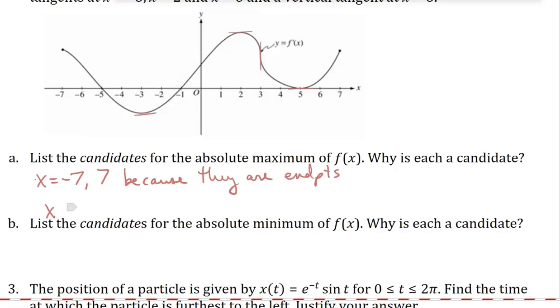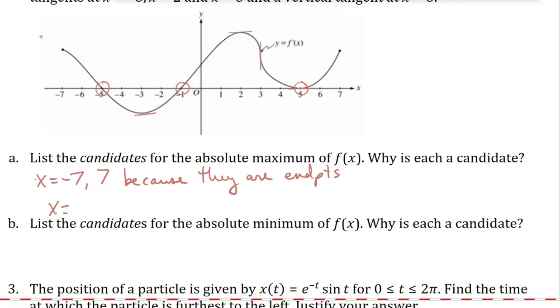And then also, if this is the graph of f prime, I need to consider where this graph equals 0. And that is happening at -5, at -1, and at +5. Okay, so all of those are candidates.